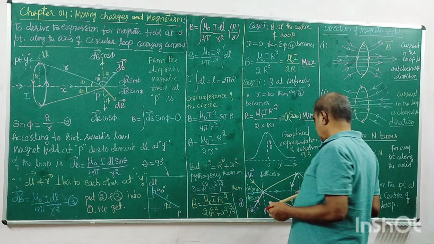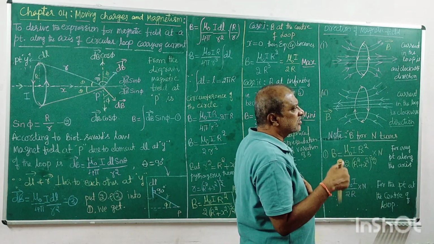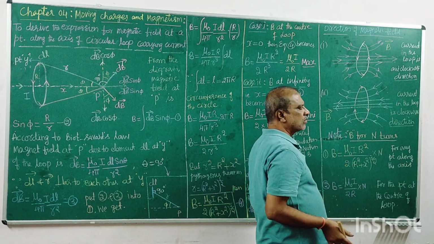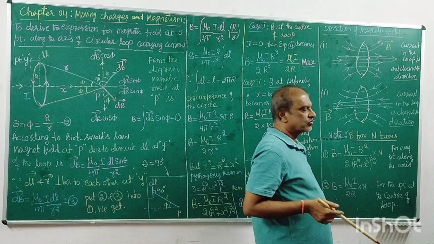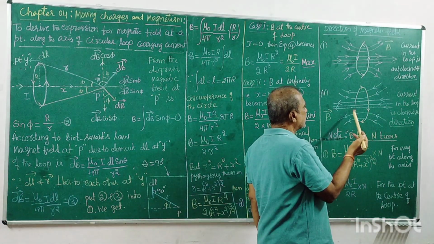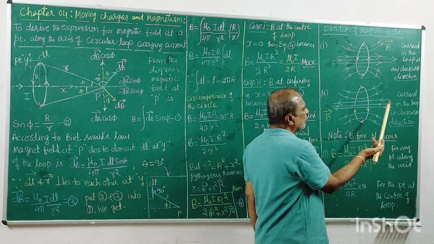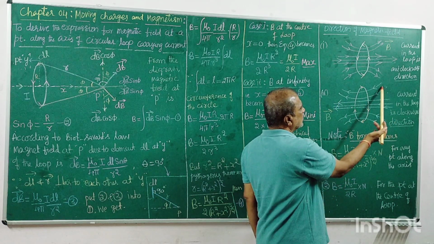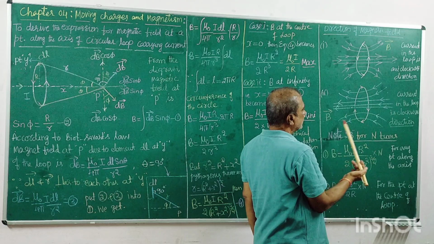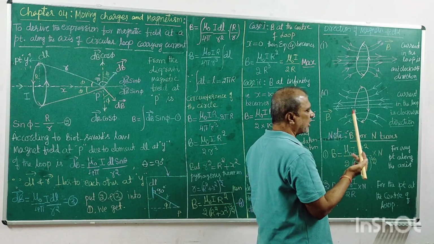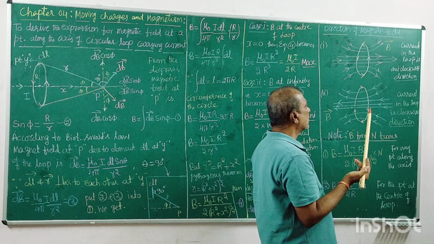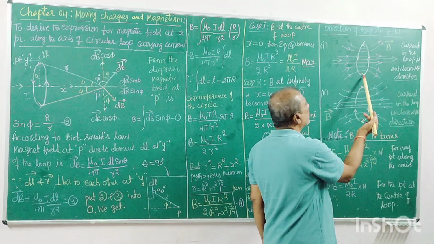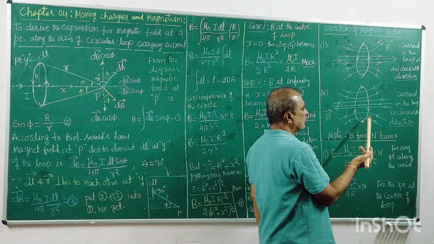If the current direction reverses in the loop, this is anti-clockwise. If it is clockwise, the magnetic lines are also reversed. For clockwise direction, the magnetic lines of force go from right to left along the axis, and away from the axis they bend like this. That is the diagram showing the geometry of the magnetic lines of force due to this current carrying conductor.